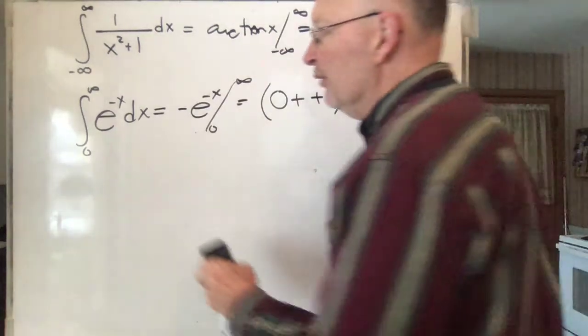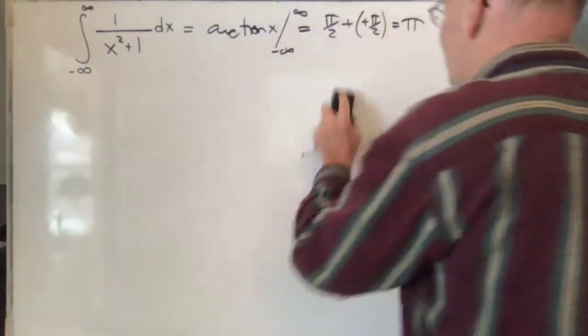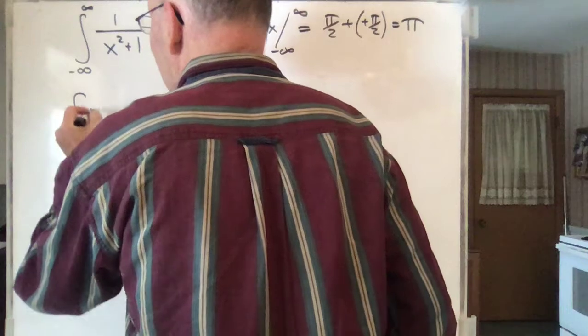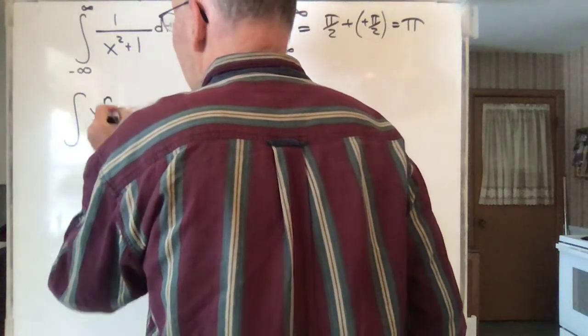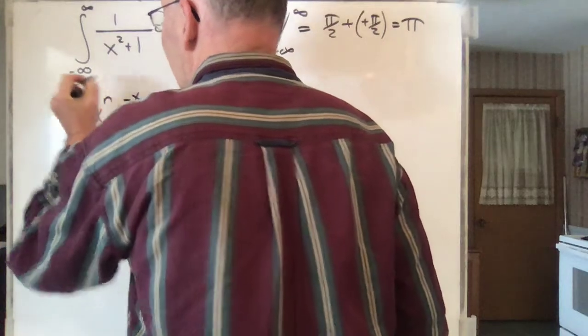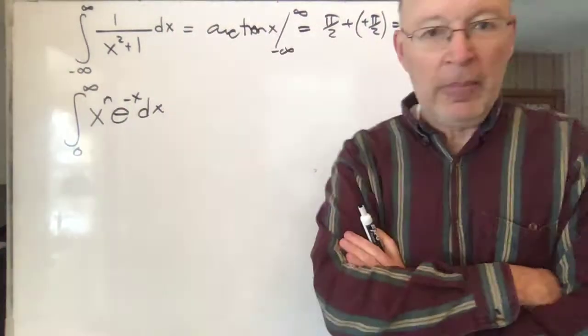Okay, let's do another interesting problem. There's all sorts of super neat problems here. This is one of my very favorites right here. X to the n, e to the negative x, dx from 0 to infinity. Okay, is that going to converge or diverge?